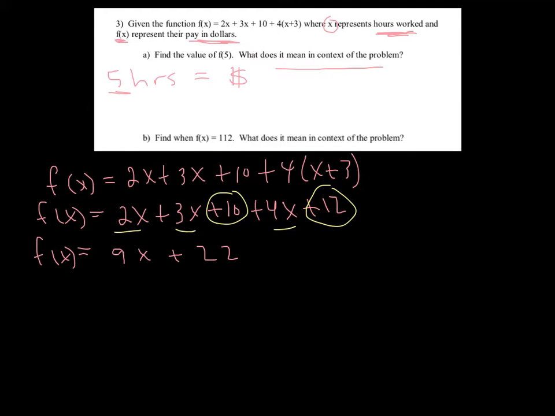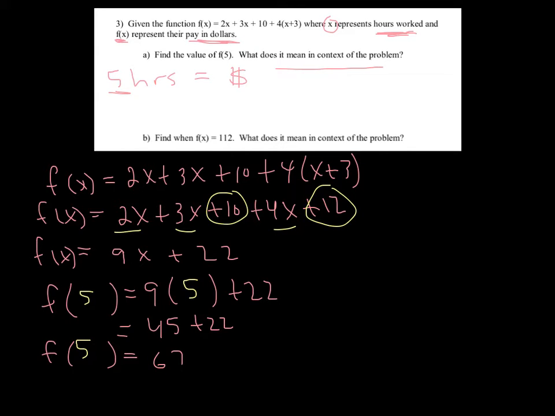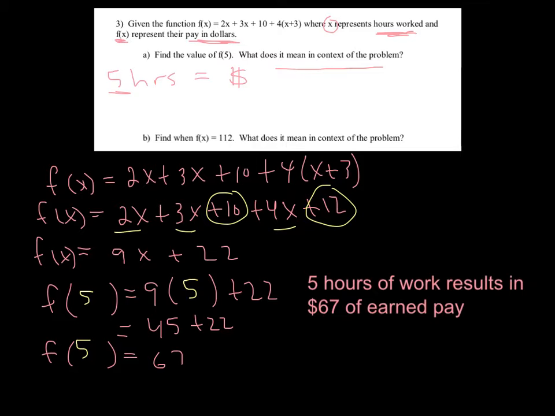And now I'm going to evaluate the function for f of 5, and I end up with a value of 67. F of 5, now that 5 is our X value, is going to be 9 times 5, which is 45, plus the 22, which is a final answer of 67. And here's our interpretation: 5 hours of work results in $67 of earned pay. That's all.